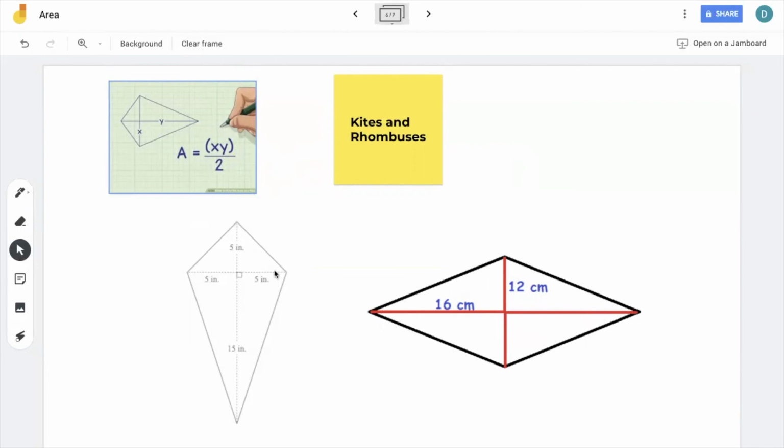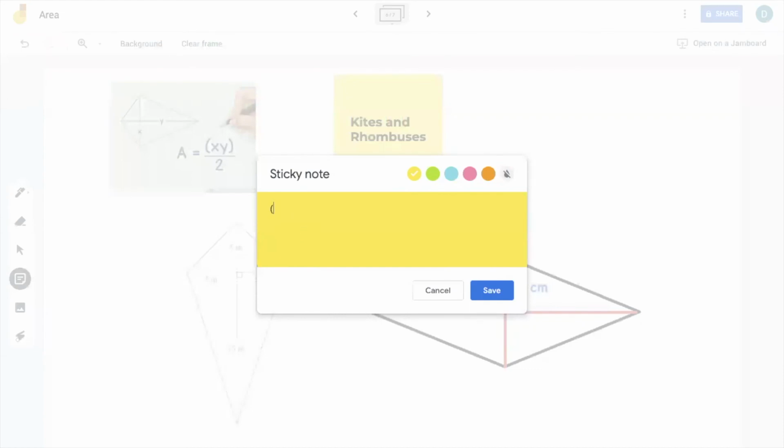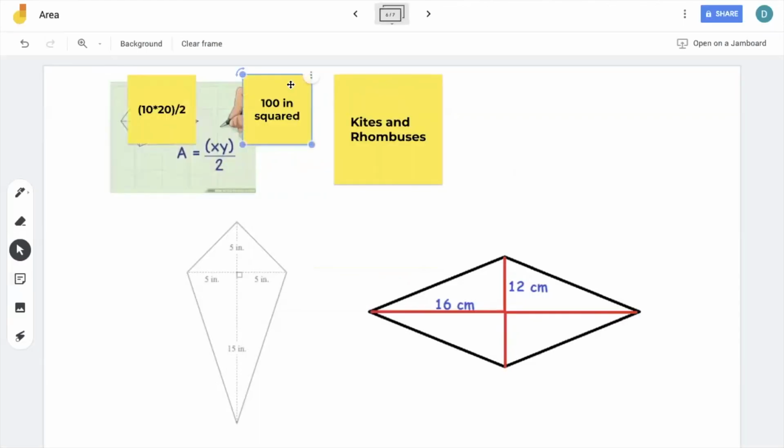So the length of this entire diagonal is 10, because 5 plus 5 equals 10. And then the length of this one is 20, because 5 plus 15 is 20. So what this means is we will have 10 times 20 over 2. And that is equal to 100. So this will be 100 inches squared. That is the area of this kite.